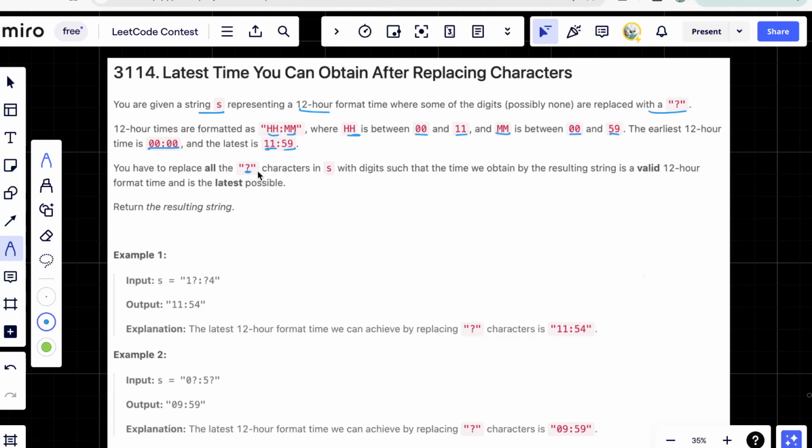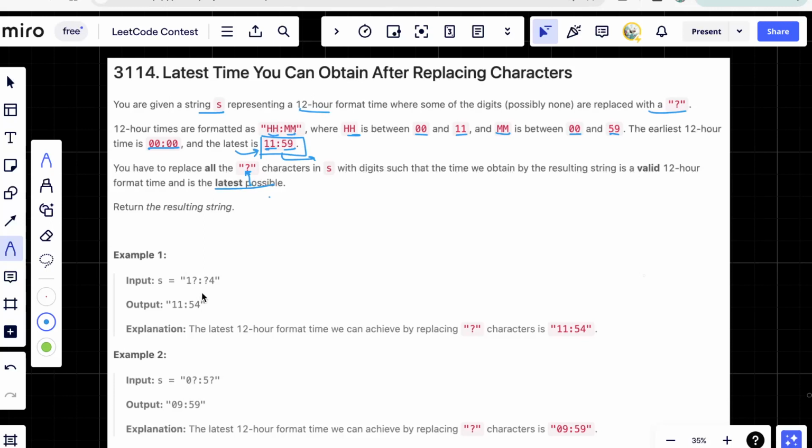When a question mark appears, you have to replace it with a number, so you have to complete this string in numbers. A question mark means you can put any valid digit there, and you have to form a valid 12-hour format time, and it should be the latest possible. So latest means it should be as near to 11:59 as possible.